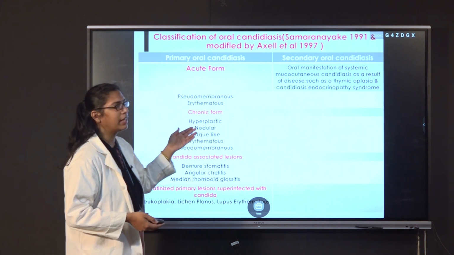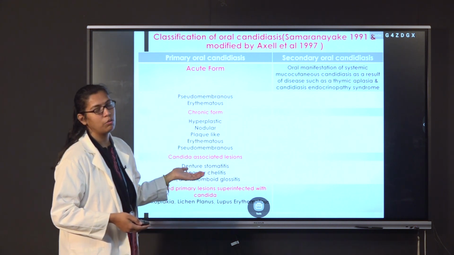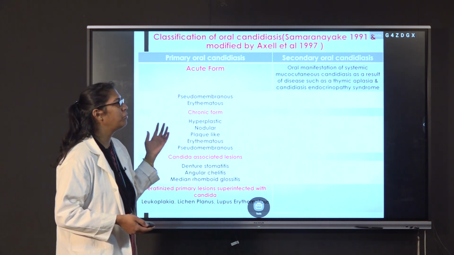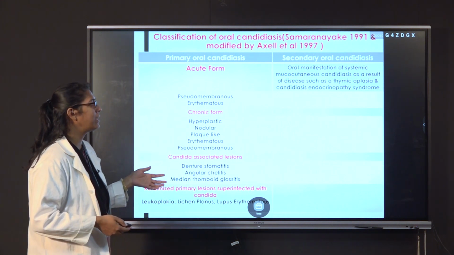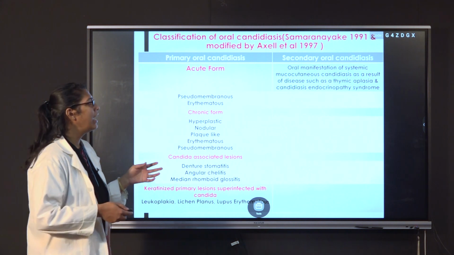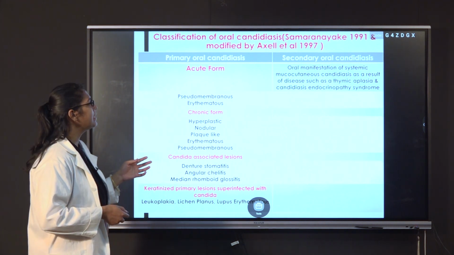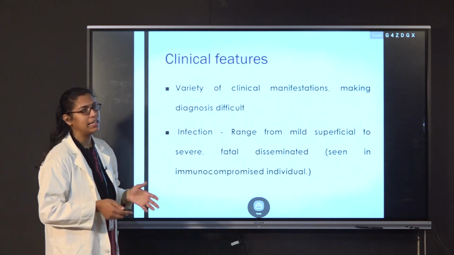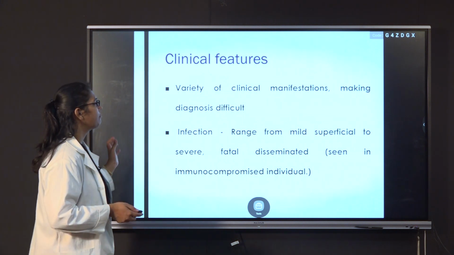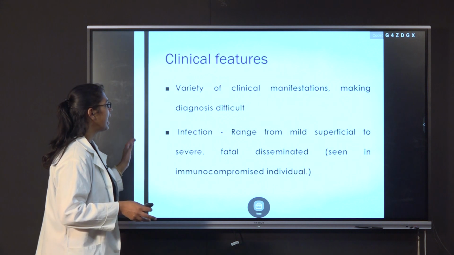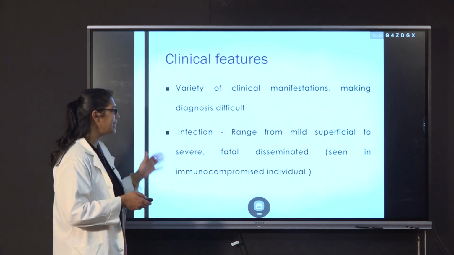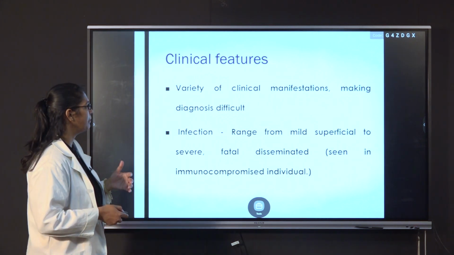There is a secondary oral candidiasis, which is a local or oral manifestation of systemic mucocutaneous candidiasis, the result of diseases such as thymic aplasia or candidiasis endocrinopathy syndrome. Now coming to the main clinical features of Candida albicans: there is a variety of clinical manifestations making diagnosis very difficult, and infections range from mild to severe and fatal, that is, disseminated.